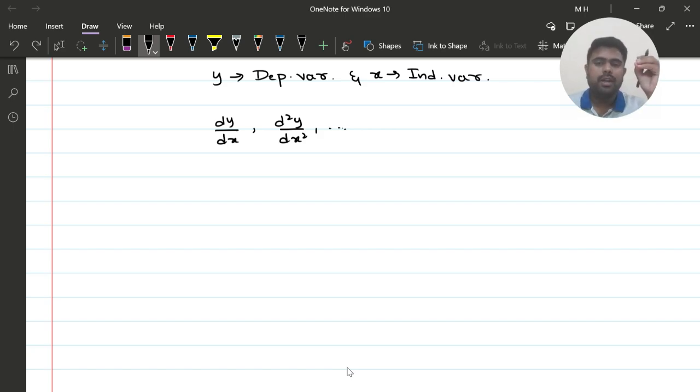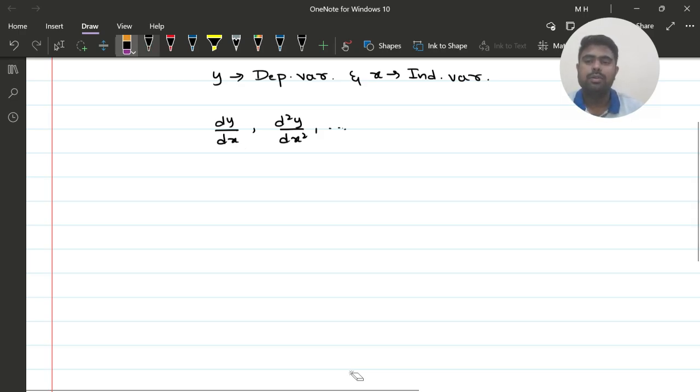If any equation has derivatives, that equation is called a differential equation. Derivatives of what? Derivative of y with respect to x. What is y? Dependent variable. What is x? Independent variable. So any equation that involves the derivatives of dependent variable y with respect to independent variable x is called a differential equation.